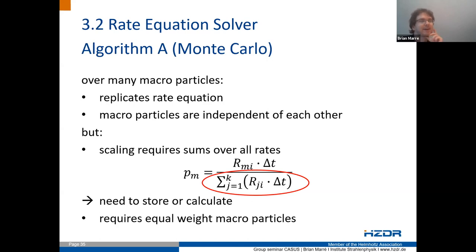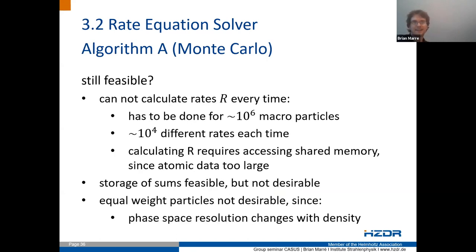Is there another idea? If you read the title, there stands algorithm A. It stands to reason that maybe there's also an algorithm B. And yeah, it's just a description of why it's not feasible. In essence, it comes down to either we have to store this, which takes quite a lot of memory because we have to store it for every single worker, and we have quite a lot of them. Or we have to calculate it each time. And since there are 10^4 different rates and we would have 10^6 microparticles, we would each time have to calculate that, and that's a large number, not a good idea. So in essence, it is feasible, but not really desirable.